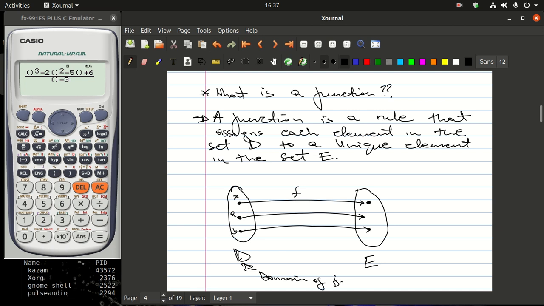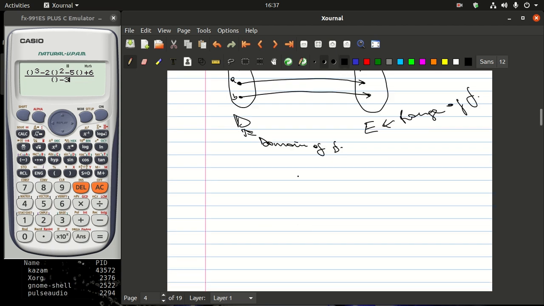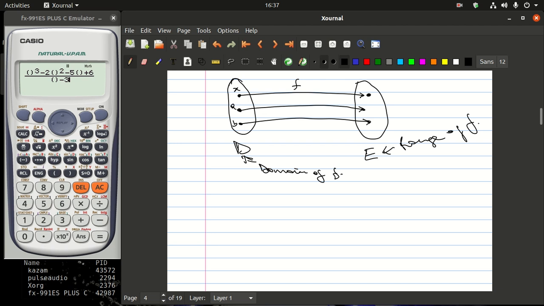This is the domain of f. If this set contains all the possible images, this set is called the range of f. Now that you have this, let me explain again. Remember the definition: it takes only one element here and maps it to an element there.